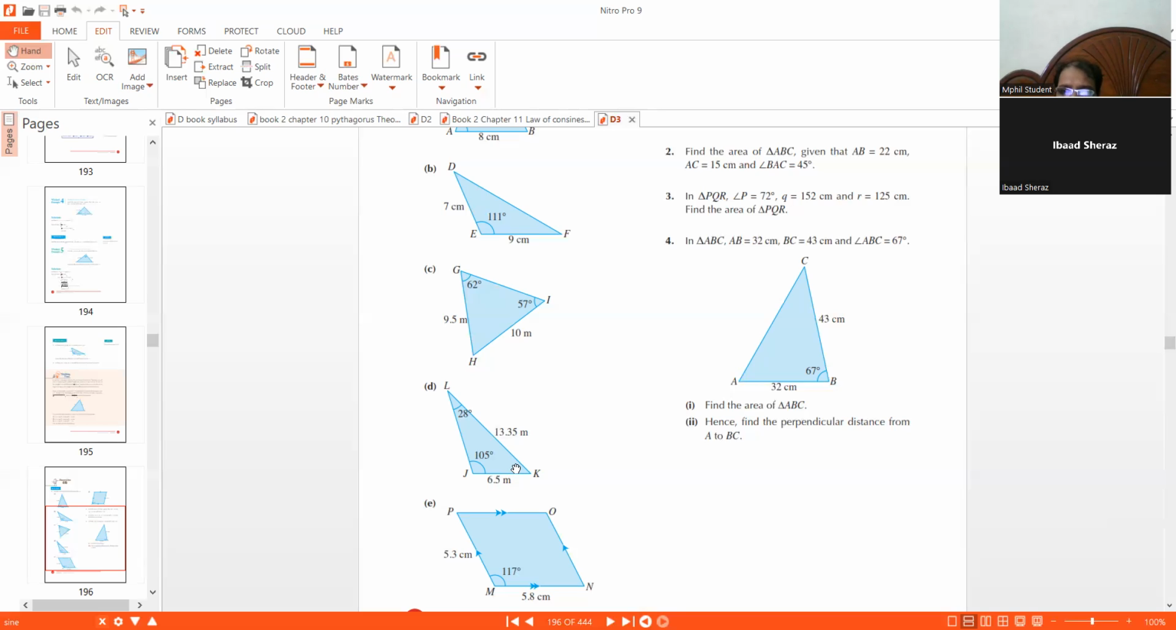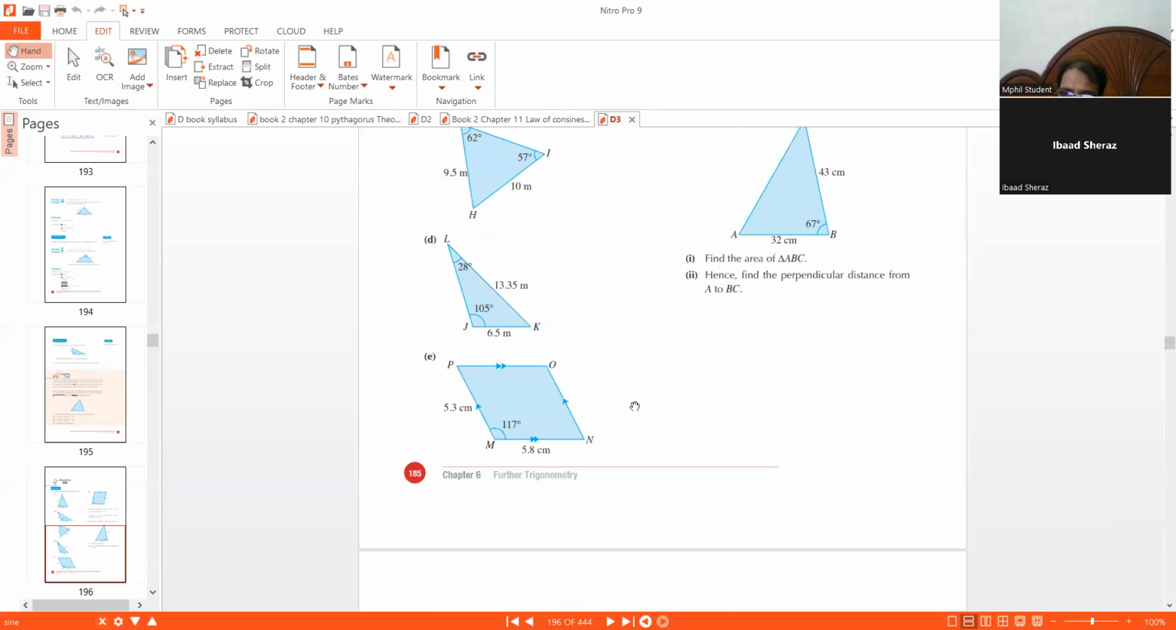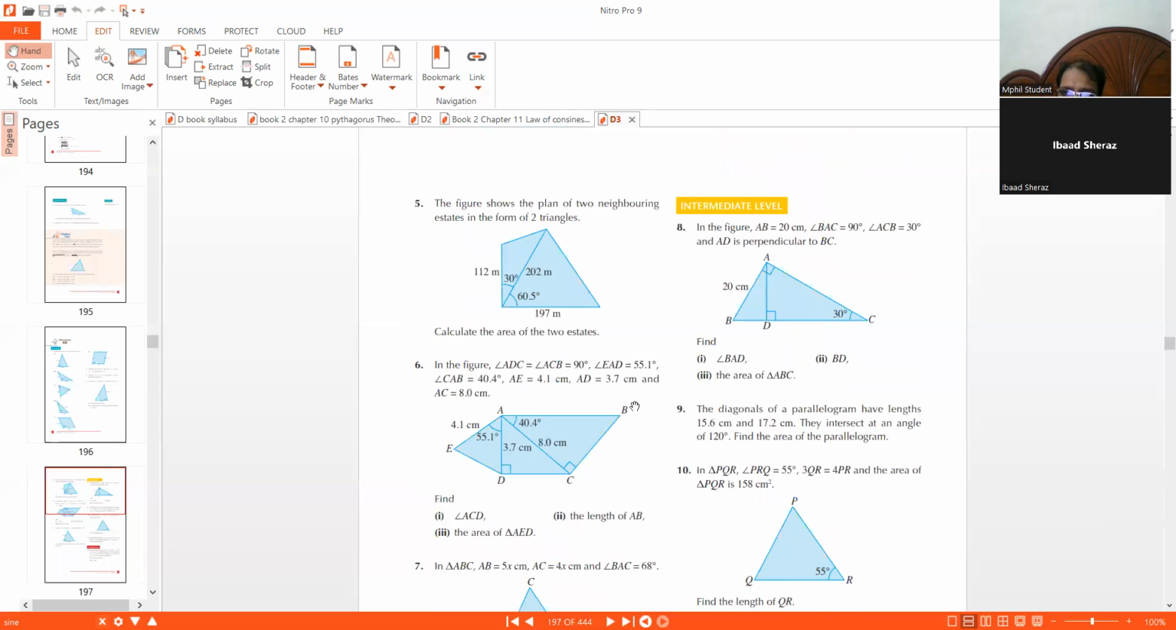Because you don't have the height, you can't calculate the area with any other formula. You can't use Hero's formula because you don't have the third side. So either calculate the third side first or find this angle and use the law of sines to calculate the area of the triangle. Okay. Any difficulty? No, not now. Good. Great.